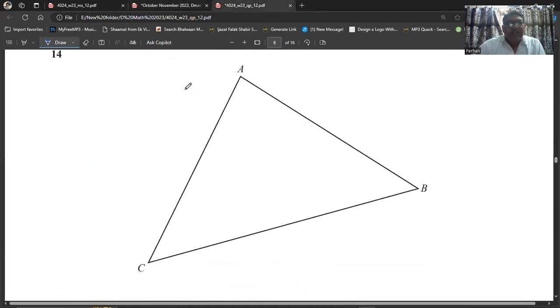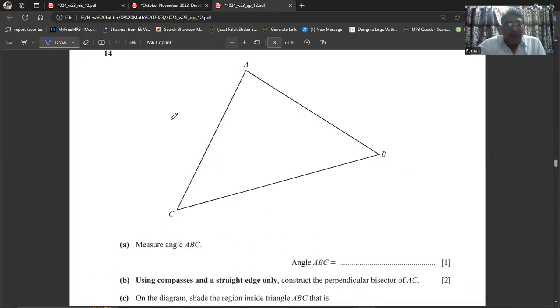Okay, so we are going to the next question here. Our diagram, question number 14. The diagram is given to you. Triangle ABC is there. It says measure the angle ABC. So they are asking us to measure.